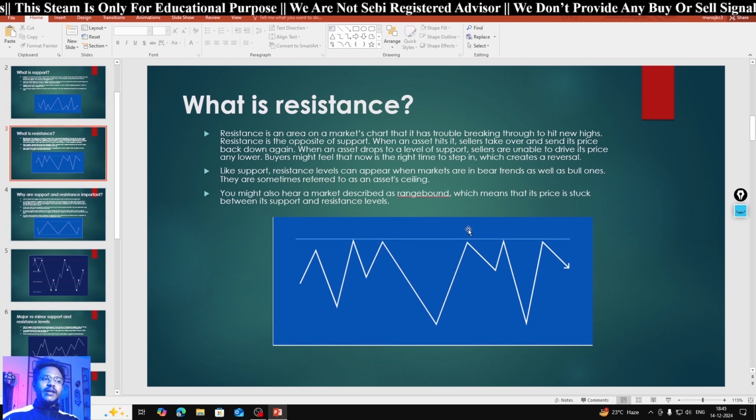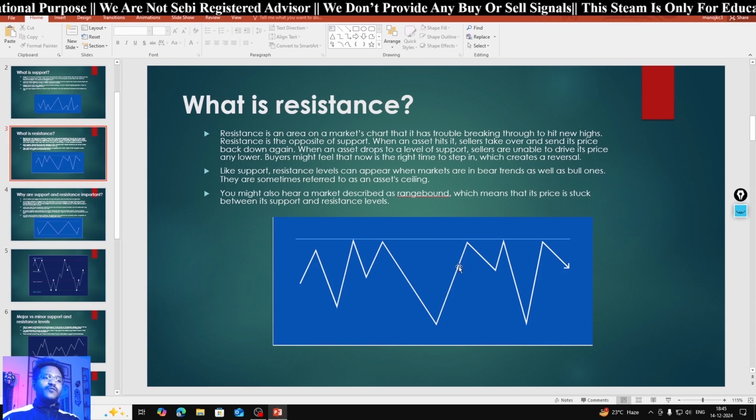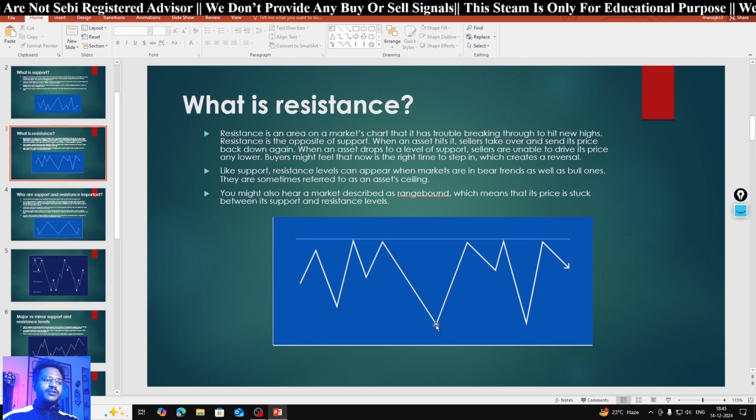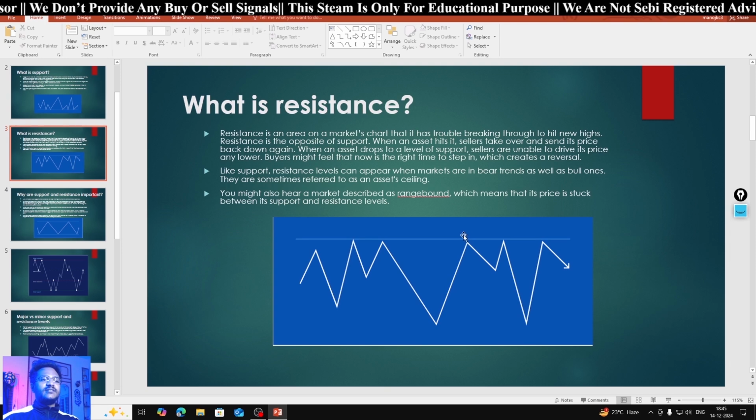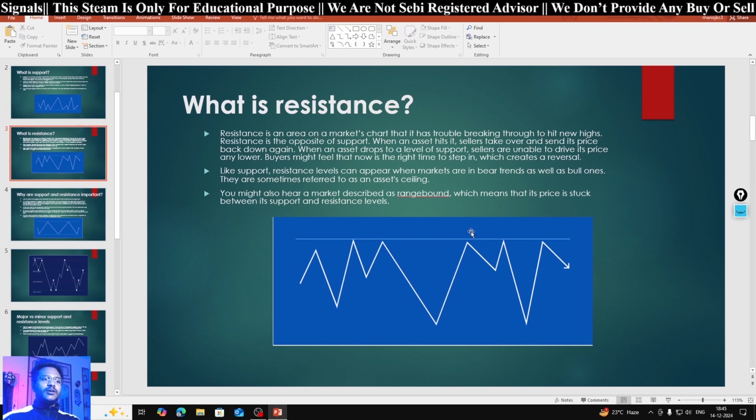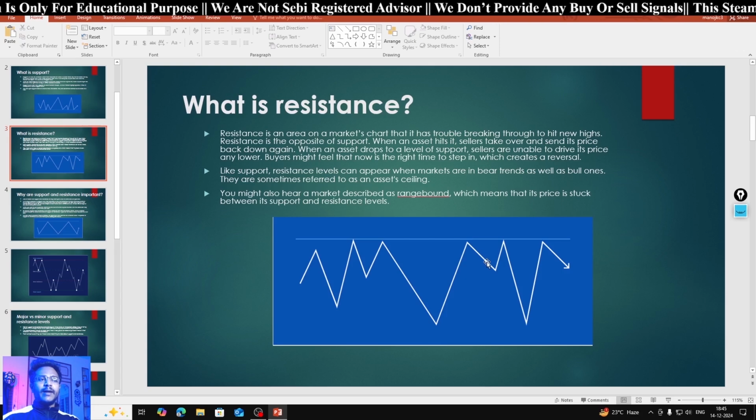It can only break and go top if the buyers are very strong. Only then can it try to break and go out. For a better example, let's say there are 100 buyers out here who are trying to take the market towards the upside, but unfortunately out here there are 150 sellers. So it is a fight between 100 buyers and 150 sellers. Obviously sellers are going to win. That is how it started pushing the market backward.